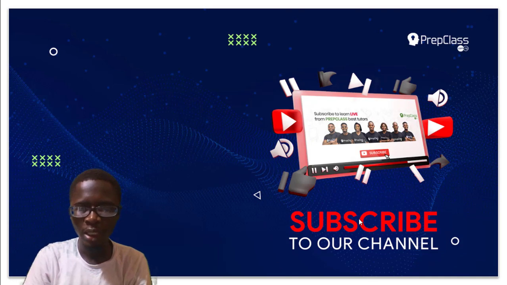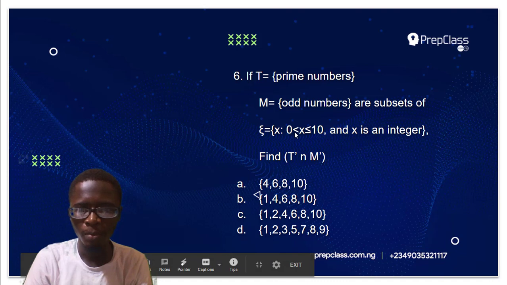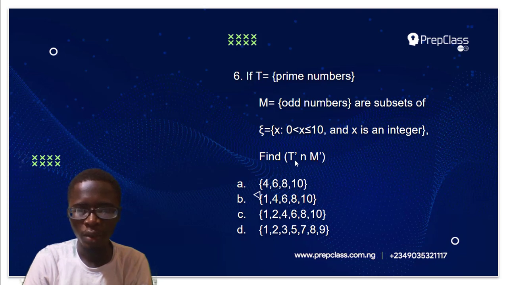So starting with question number 6. It says, if T is a prime number and M odd numbers are subsets of integers within this range, that is x is greater than 0 but less than or equal to 10, and x is an integer. Now we are required to find T' intersect M'. What it means is that we need to know the elements of T' and also get the elements of M' and look for what is common between the two.